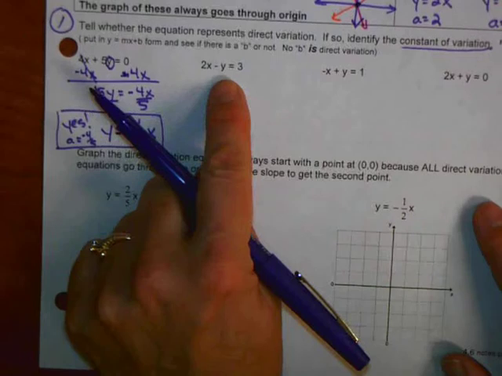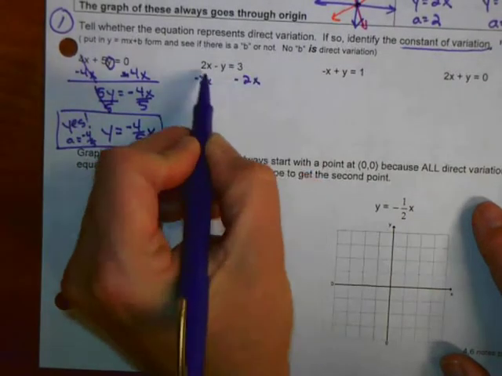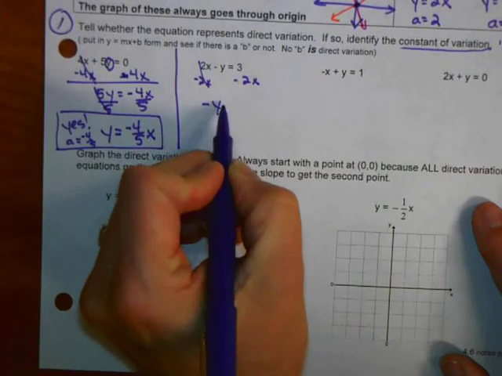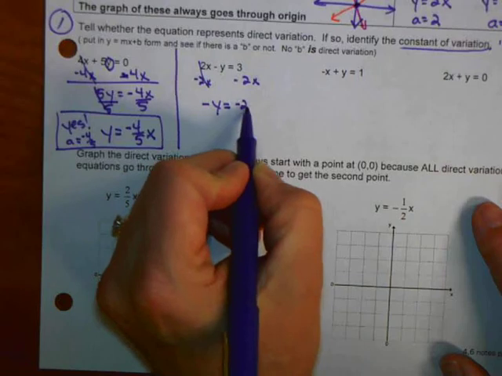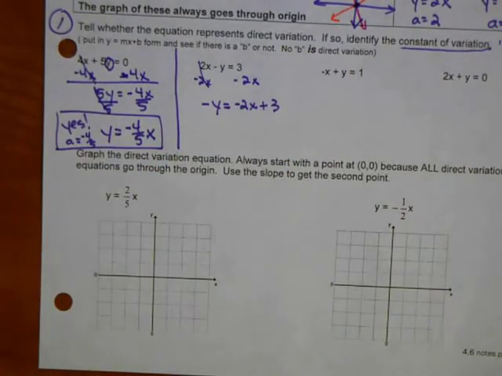Okay, here we got to get y by itself. So the first thing I'm going to do is subtract 2x. I have negative y equals negative 2x plus 3. Where am I going with this? Can I stop right now?